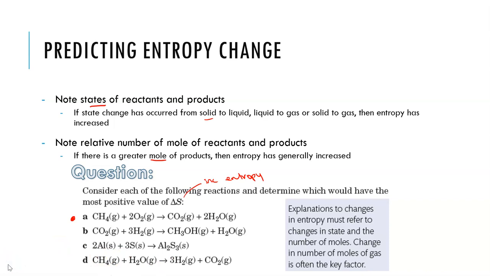Okay, hopefully you had a look at this box over here, which is informing us that we need to refer to the changes in state and the number of moles. So the change in number of moles of gas is often a key factor. If we have a look at A, it's gaseous all the way, and we have 3 reactant moles of particles on the left-hand side and 3 on the right-hand side. This would mean that delta S, the change in entropy, is going to be close to 0 because everything's in the gaseous state, and of course we aren't changing the number of moles of reactant or product particles, so we're not seeing a great increase in disorder.